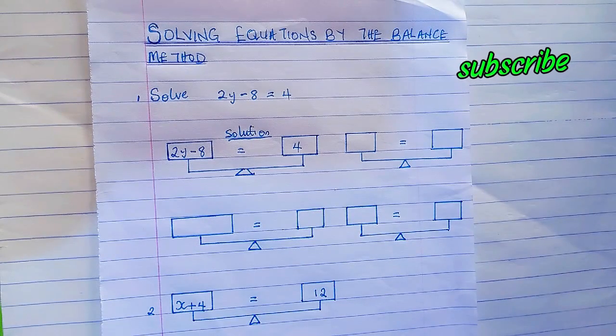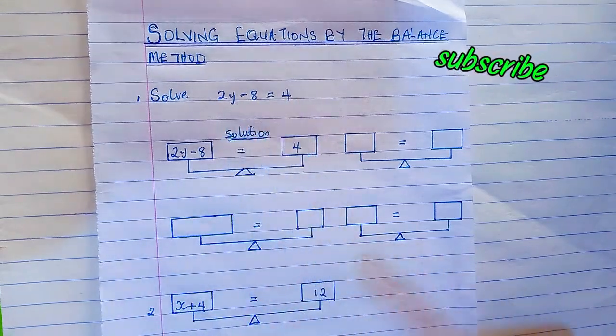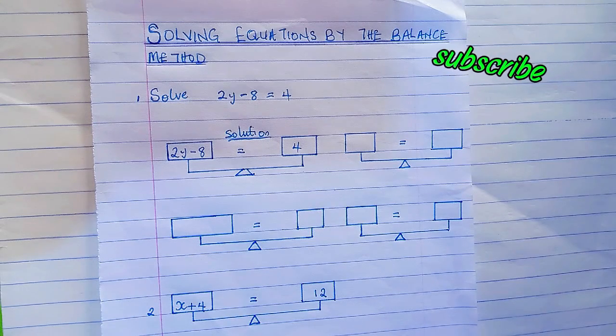JSS2 students will be learning how to solve equations using the balance method. And we have an example here where we are asked to solve 2y minus 8 equals 4. What we have to do here is find the value of y which will make both the right-hand side and the left-hand side equal. All right, so we are using the balance method.